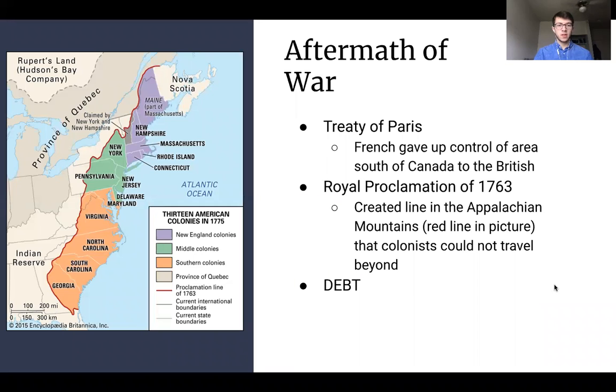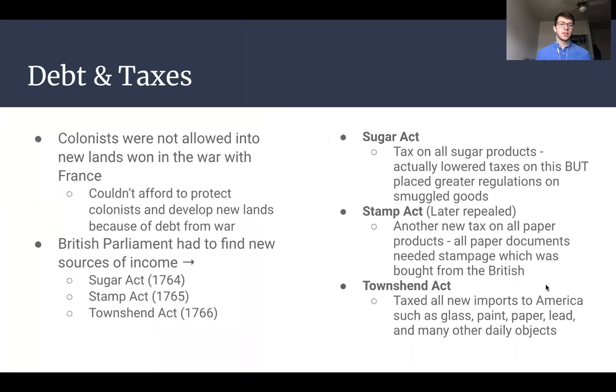Also, a result of this war was massive debt for the British. Debt and tax. So the colonists were not allowed to travel westward from the new lands won in the war with France. And like I said, this was because the British could not afford to protect them from other Native American attacks or develop the new lands because of all the debt they had accumulated from the wars. So to make up for this debt, the British Parliament made 3 new sources of income for themselves.